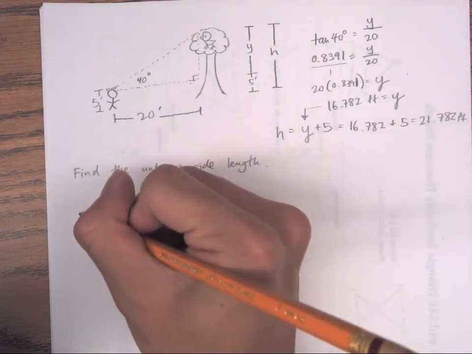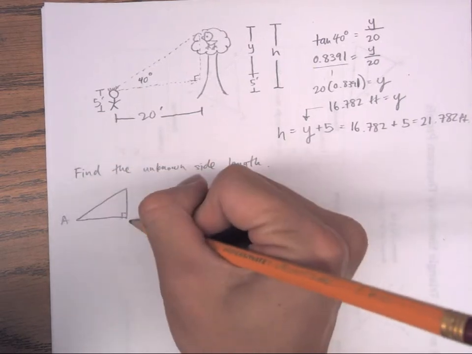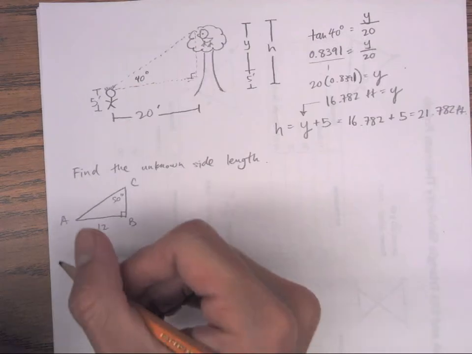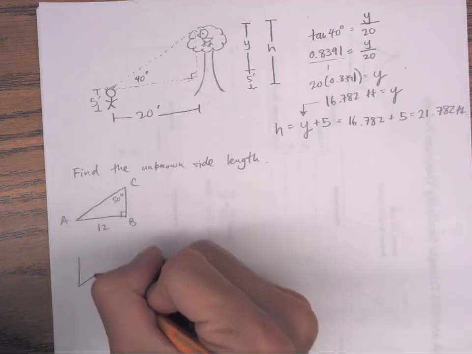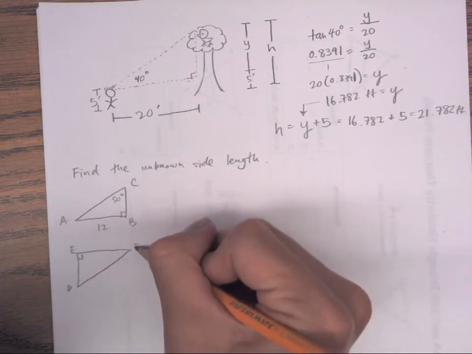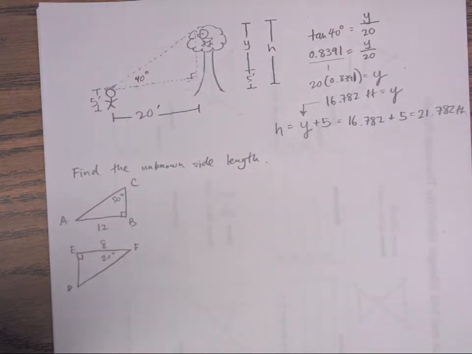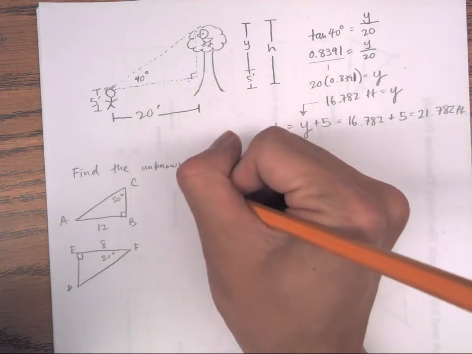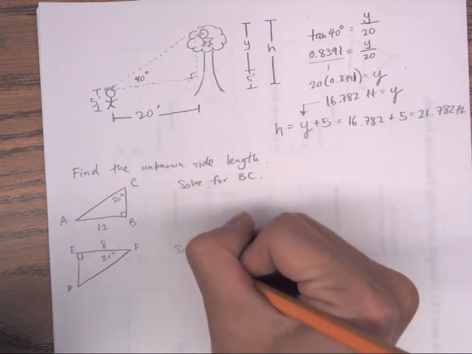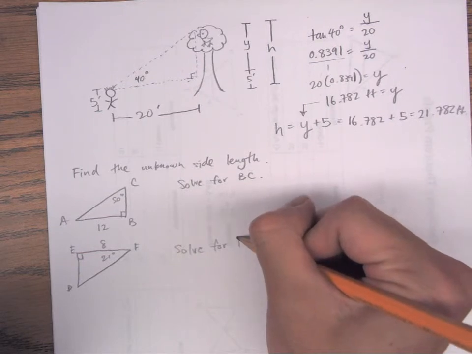So let's say we're given a few triangles. I have this one here, this one's A, this one's B, this one's C. So it's 12, this is 50 degrees. And I've given this other triangle, this other right triangle. This is D, this is E, and this is F. This is 8, and this is 21 degrees. Okay, so in this one we want to solve for length BC. In this one we want to solve for length DE.